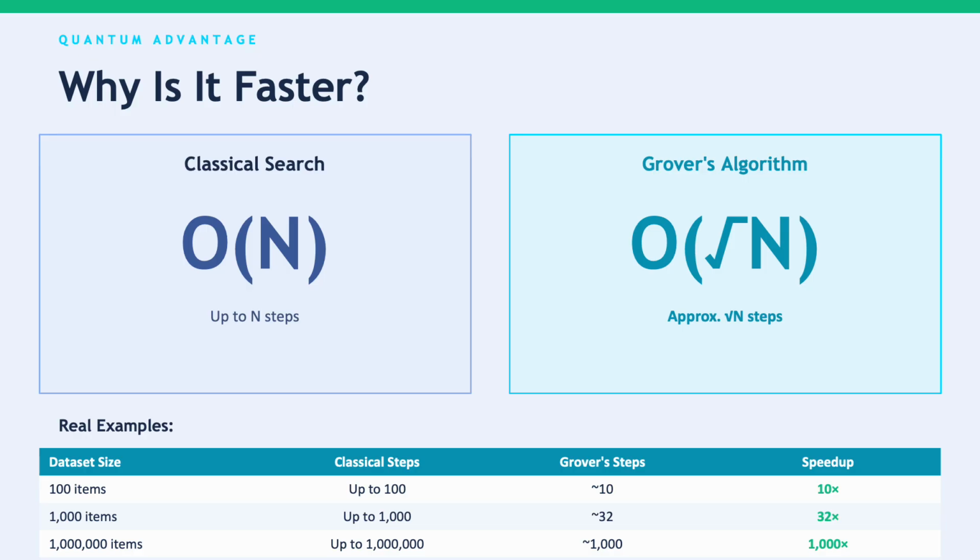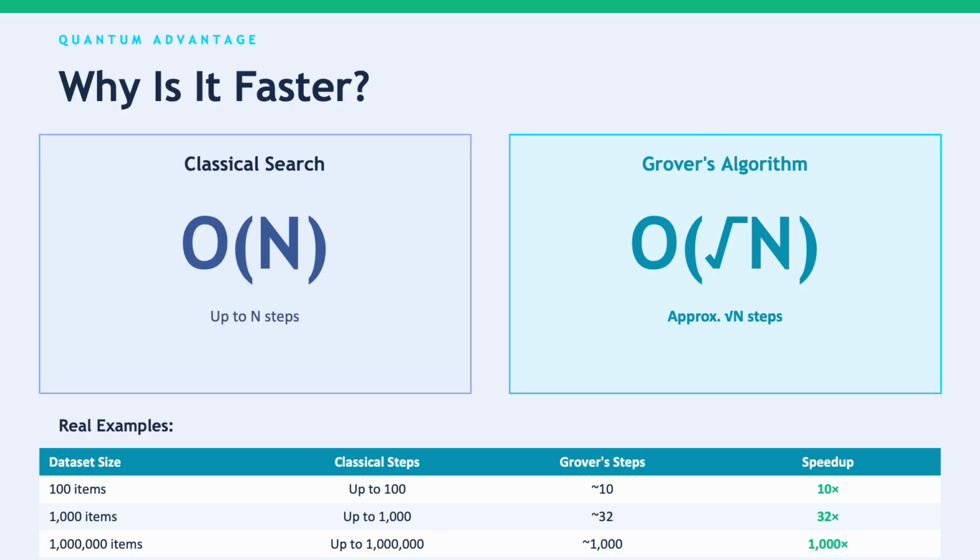So here's a concrete example to make it real. Suppose you have 1000 items. A classical search might need up to 1000 checks. Grover's algorithm only needs about square root of 1000, which is roughly 32 steps. That means Grover's is about 32 times faster for this example. For 1 million items, the classical computer needs 1 million checks, while Grover's only needs about 1000. That's 1,000 times faster. Computer scientists describe this as a quadratic speedup.